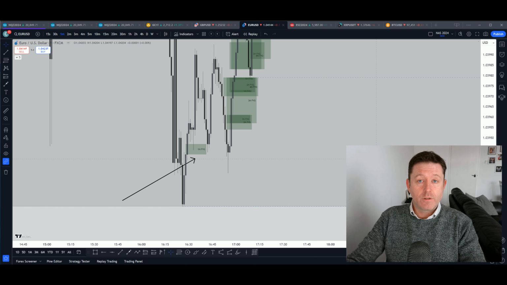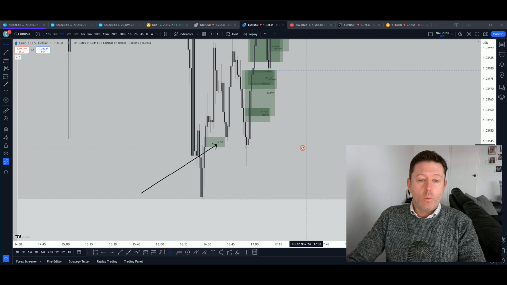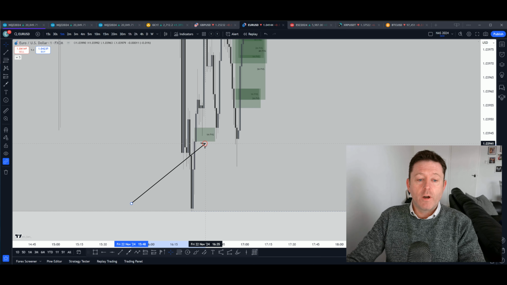It's an imbalance between three candles. I've got one marked up here. That is a 1 minute fair value gap. Now, if we notice that it's comprised of three candles. This candle here is number 1. This candle here is number 2. That candle there is number 3.